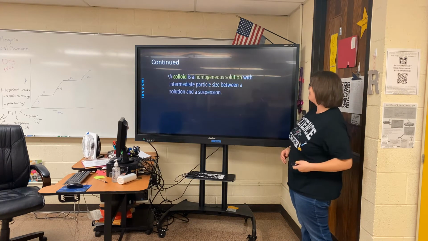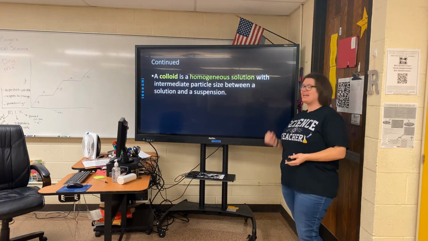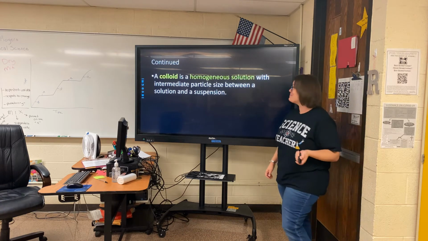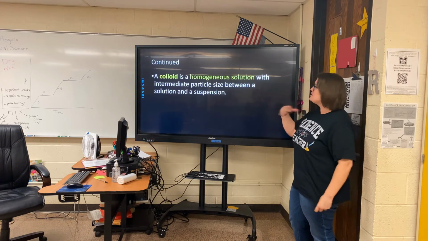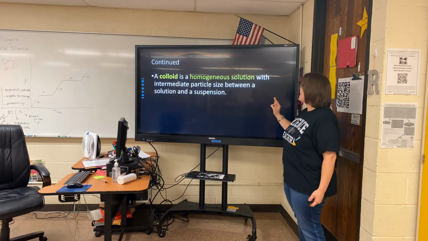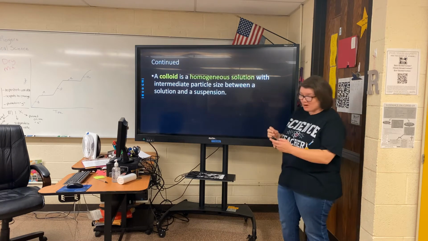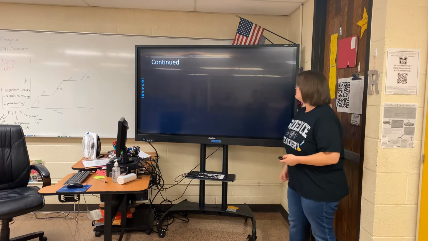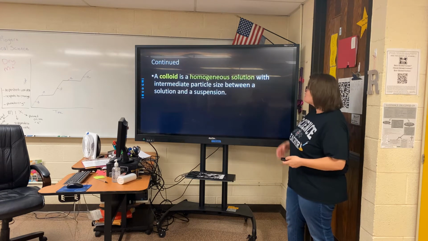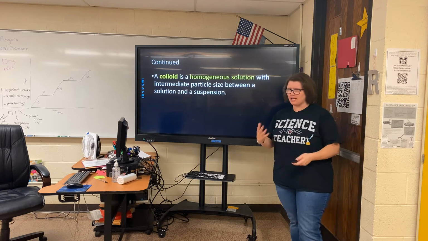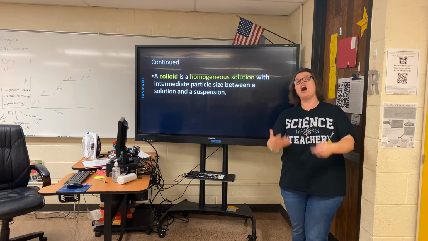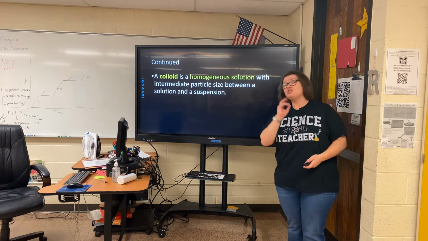Continue. A colloid. I actually really adore colloids. Colloids are pretty tasty, honestly, when you think about it. A colloid is a homogeneous mixture or solution with intermediate particle size between a solution and a suspension. In other words, colloids kind of look foggy. There's a fuzziness between, like mayonnaise is a colloid, fog is a colloid, swimming pool water.